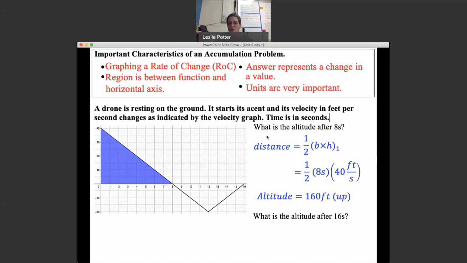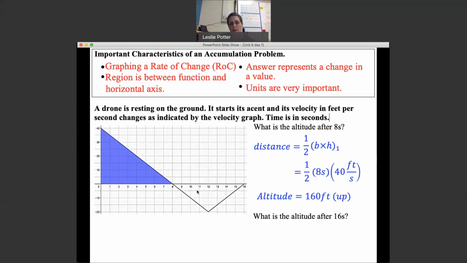I'm calling it the altitude here, so I'm kind of getting rid of this generic distance terminology and starting to call it an altitude or displacement. So we moved 160 feet up. Okay, and then it says what's its altitude after 16 seconds. So now we have to consider all of this movement all the way to here.